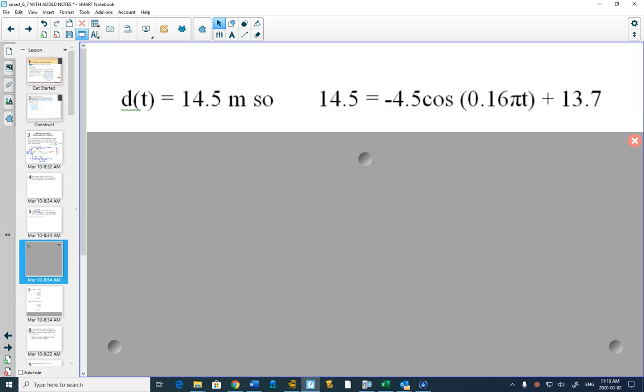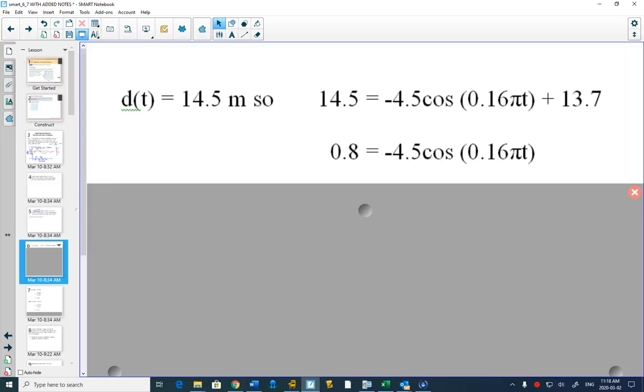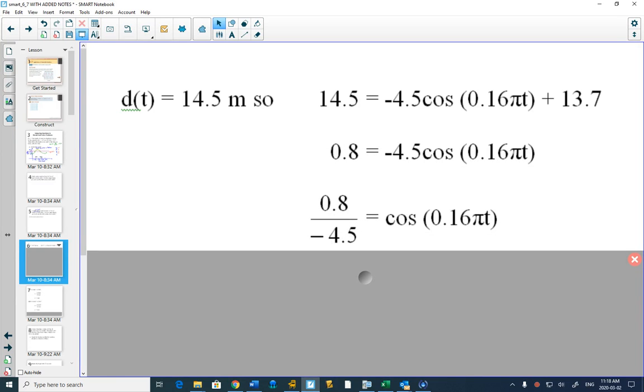So to start off with, you know the depth is 14.5, so you'd go to the equation and plug in 14.5 for y or for the d value. Okay? That makes your equation only have one thing to solve for, which is t. So how do we solve for t? Well, we're going to first just get the cos by itself. So I move the 13.7 over, divide by negative 4.5. Again, you're not going to have time to write this.